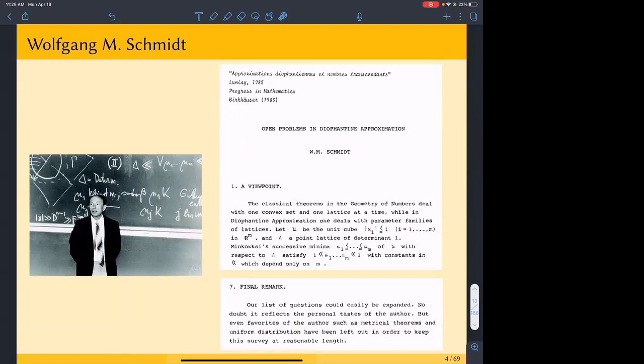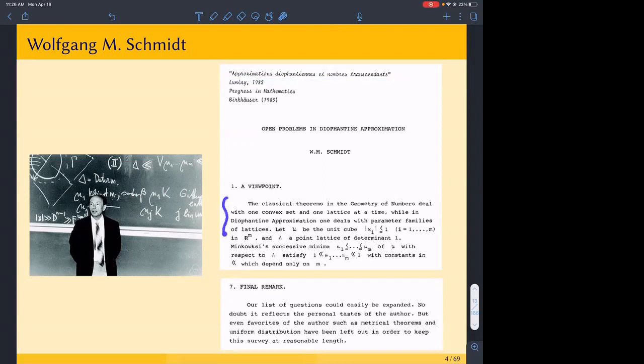Okay, so the names I mentioned, Schmidt, Margulis, and Dani, let me tell you a bit about them from the 80s. So this is the interface I was talking about. In Luminy in 82, Schmidt was giving a lecture at this conference, which included really the top people in transcendental number theory at the time. So that's the name of the conference.